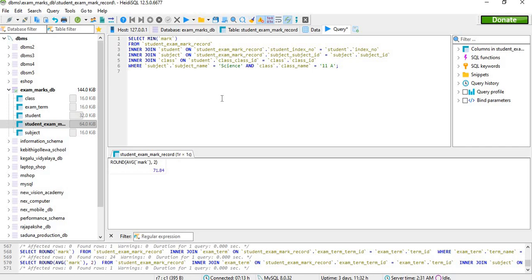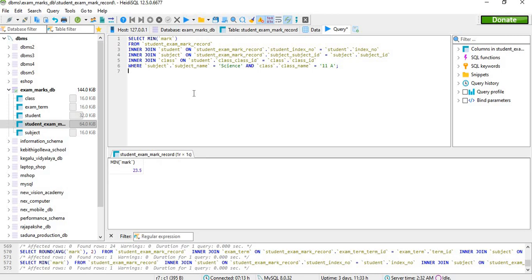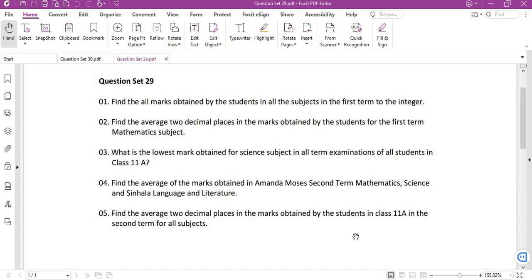So here I have join the table student, subject and class, because I have given the condition subject name equals science and class name equals 11A, because we have joined the student table to find the students information. So we will execute this statement, this query statement, and see the result. So the min mark of the science marks of class 11A for the both terms is 23.5. So we will move on to the next requirement.